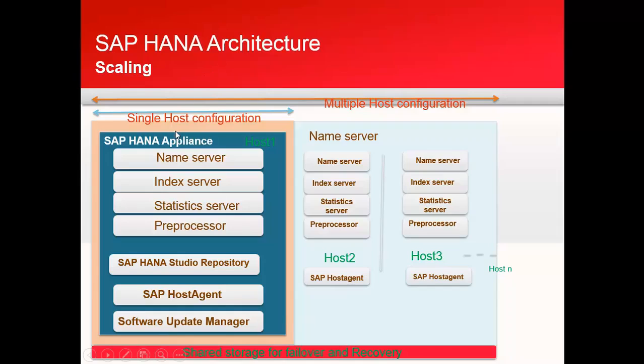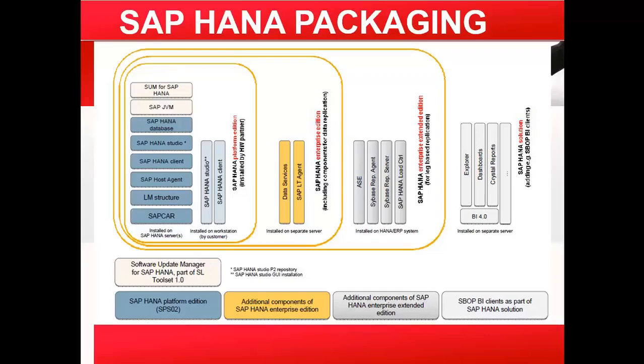But when we scale from single to multiple hosts, we have host 2, you can see host 3, and we can have these servers on top of it. This can help to scale the HANA environment, and that is one key component, so that you can scale it from 1 terabyte onwards up to 100 terabytes and even more, which is being tested by SAP.